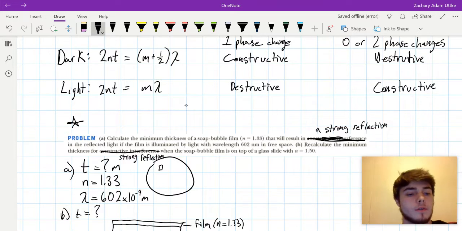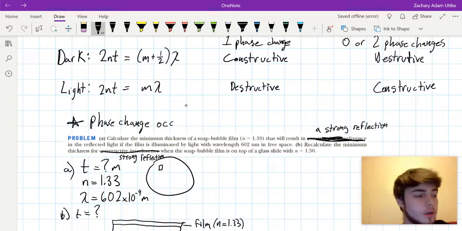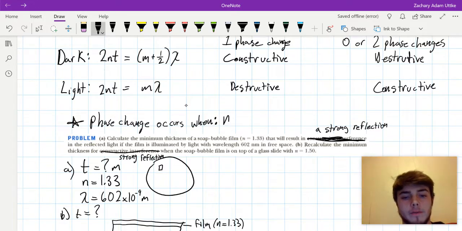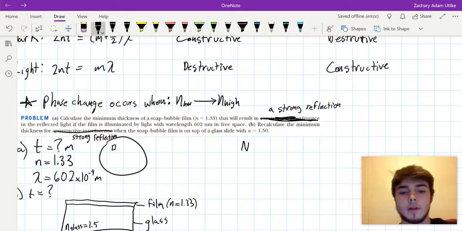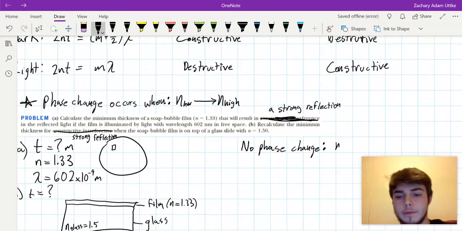Very important to know that thin film interference revolves around phase changes. So, a phase change occurs when going from N low to N high. And there is no phase change for going from N high to N low.